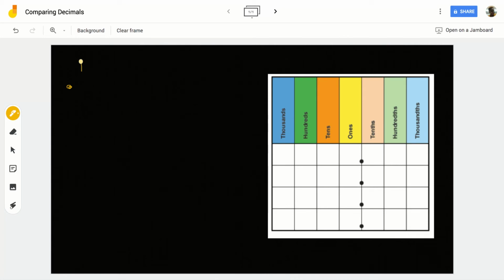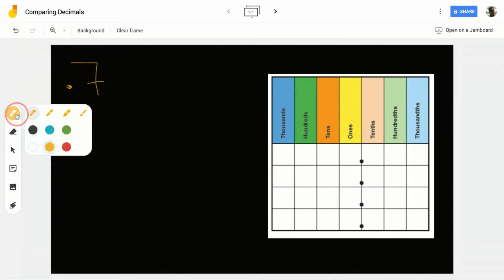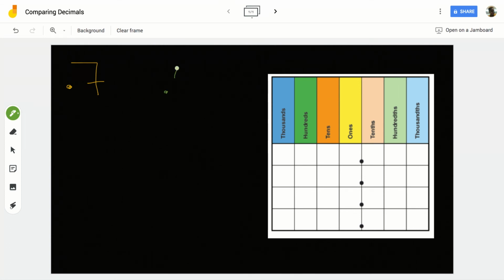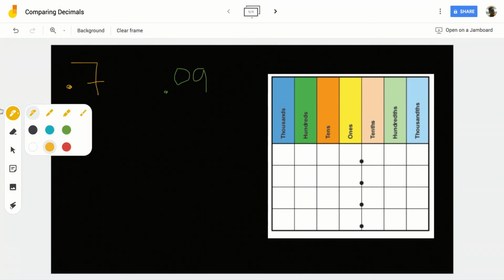So we have 0.7. Let me redo that. We have 0.7 is our first number, and our second number is 0.09. So we want to compare these two numbers. We want to find out which one is larger, which one is smaller. I'm going to plug these numbers into my place value chart. So 0.7 is the same as me saying 7/10. 0.09 is the same as me saying 9/100.